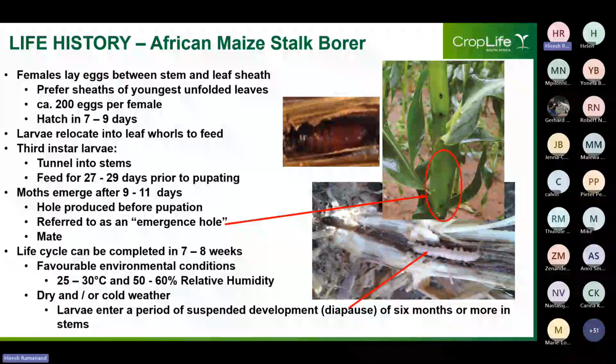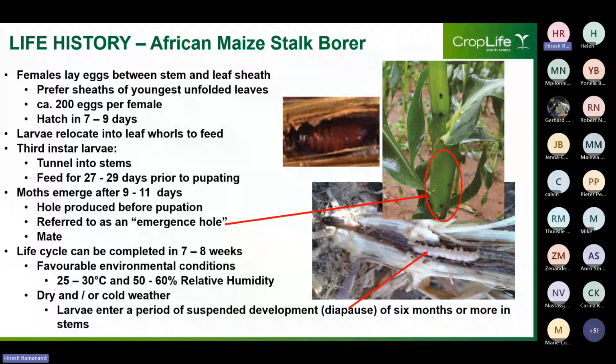Busseola fusca moths emerge after 9 to 11 days from a hole that was produced prior to pupation, commonly referred to as an emergence hole, as pointed out on your screens. These moths live 5 to 9 days and eggs are laid 2 to 4 days after emergence.